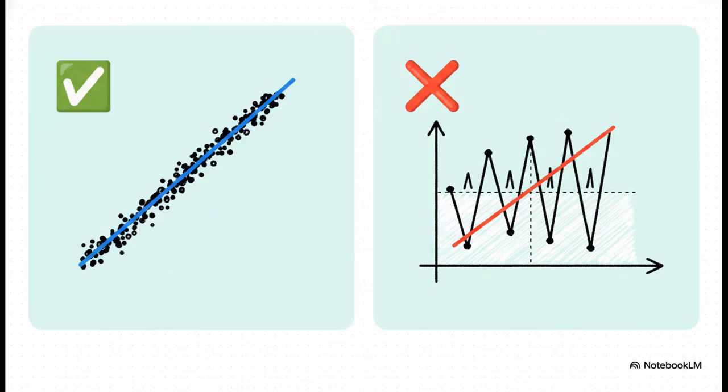So, linear regression is an absolute champion when your data shows a clear, straight-line trend, either steadily going up or steadily going down. But it really struggles with more complicated patterns. For example, if your data has seasonal peaks and valleys, like ice cream sales that spike in the summer, or if it has sudden, irregular changes, a simple straight line just isn't going to capture that reality very well.